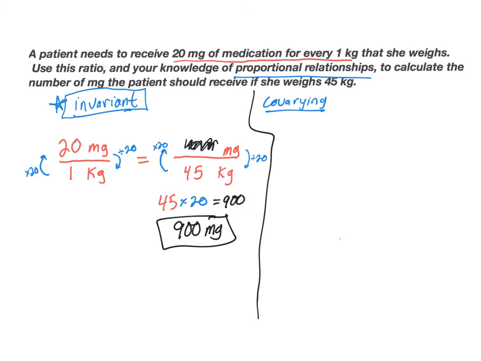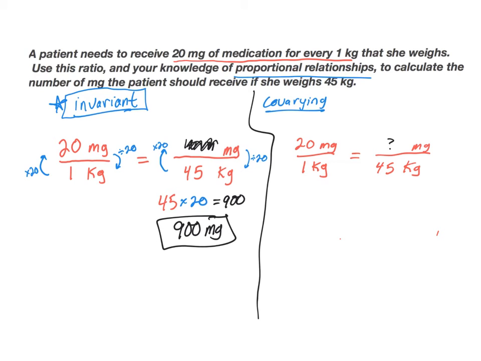Once again, I'm going to start with this idea that the patient needs to receive 20 milligrams for every 1 kilogram that she weighs. When we're talking about covariation between equivalent ratios, I'm still looking at another ratio of milligrams over kilograms. But now what I want to do is look within the same measure space. In other words, I know the patient weighs 45 kilograms. I just don't know how many milligrams she needs to receive.